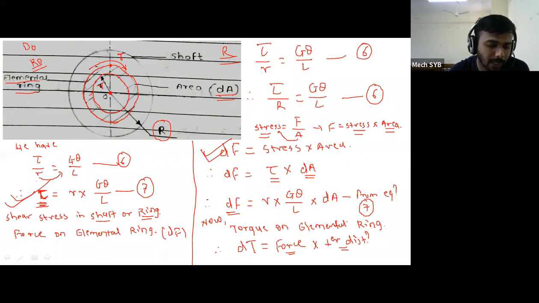Torque on elemental ring formula we have. Torque चा basic formula आपल्याला माहित आहे. Torque is equal to force into perpendicular distance. ओके, मग फोर्स किती काढलेला एलिमेंटल रिंग वरचा, तर dF एवढा.